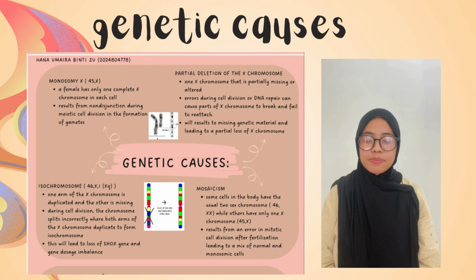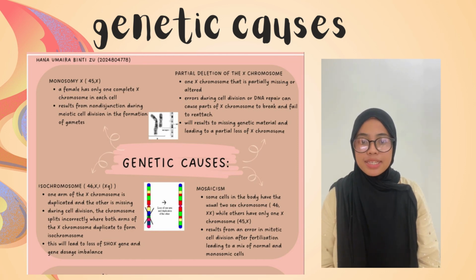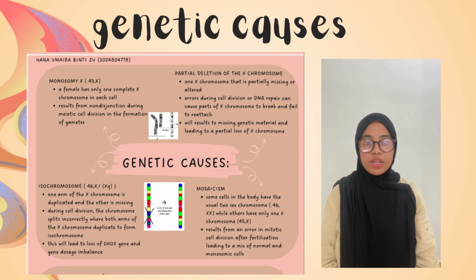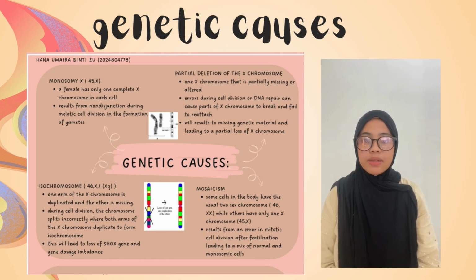Furthermore, mosaicism. Some cells in the body have the usual two sex chromosomes, 46,XX, while the others have only one X chromosome, 45,X. This is the result of an error in mitotic cell division after fertilization, leading to a mix of normal and monosomic cells.